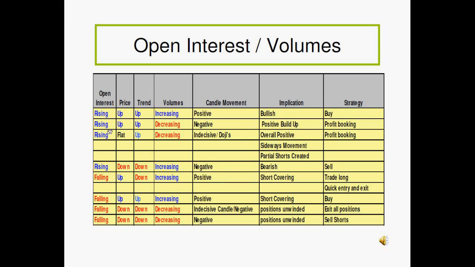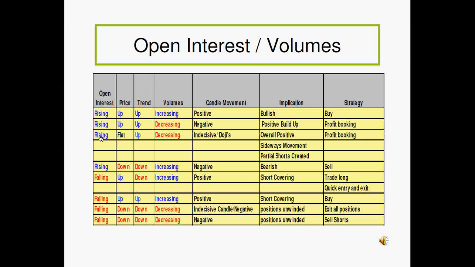So the next case is where open interest is rising, price is up, trend is up, volume is decreasing, and candle movement is negative. Overall, because of the trend and up movement, we give the benefit of the doubt to still a positive buildup. But there is some profit booking because the candle movement became negative and volume decreased. Therefore we take it as roughly profit booking on long positions.